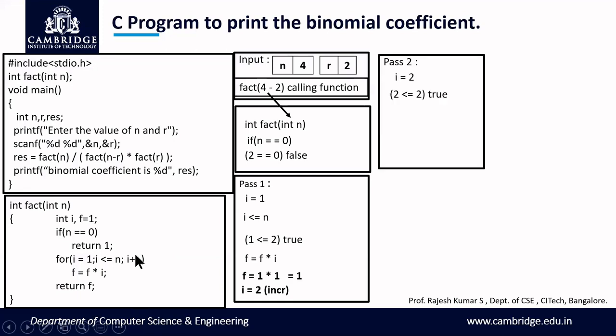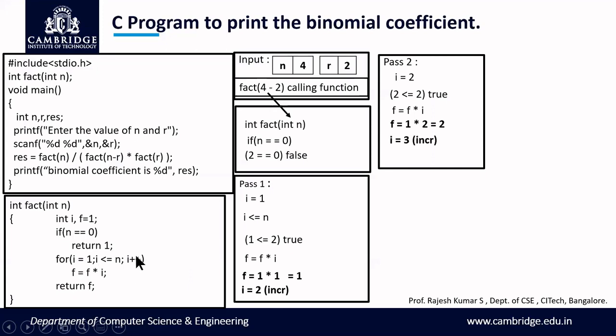Again, we are checking for the condition 2 is less than or equal to 2. Yes, the condition is true. Again, I'll execute this statement f is equal to f into i. The previous f value and the updated i value, both will be used. So f is equal to 1 into 2, which is 2. After evaluating this expression, I will increment i again.